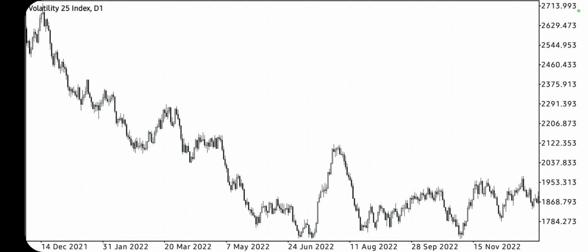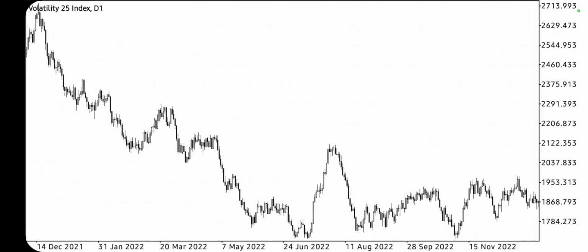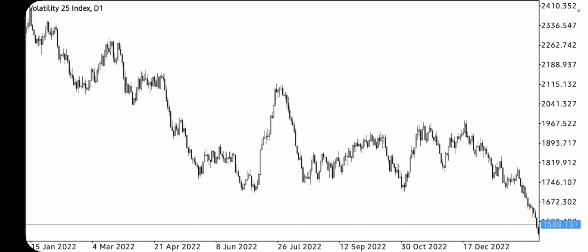In this video, I will be teaching about liquidity, and I will be making mention of 3 types of liquidity that we have. The first type of liquidity I will be mentioning is the major liquidity. The second one is external liquidity, and the third one is internal liquidity. I'm going to be using Volatility 25 index to explain, and I'll be making use of daily time frame.